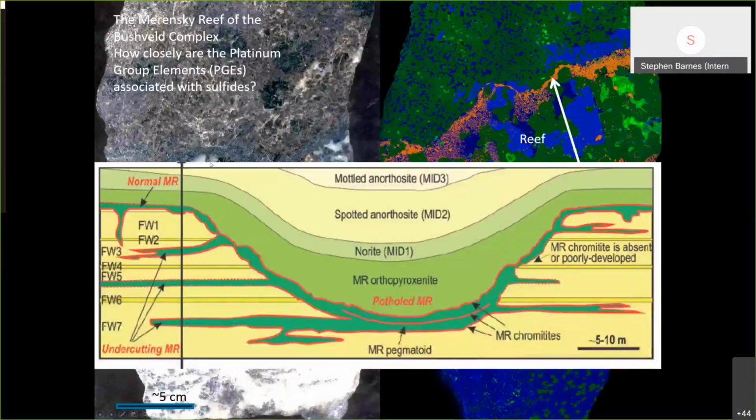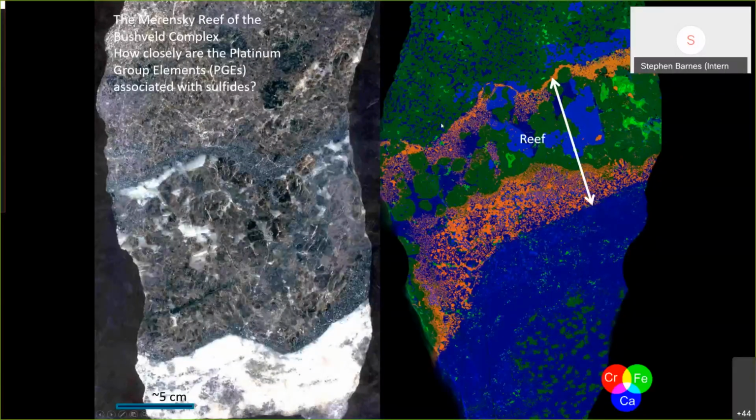So this is a schematic of what the Merensky Reef looks like at about a 50-meter scale. It sits on a major erosional unconformity within the cumulate sequence of the Bushveld Complex. The base of the Merensky Reef truncates layers underneath it on a scale of a few tens of meters. We're going to look at the reef here where it actually sits on the sidewall of one of these erosional features called a pothole. So here's our sample. And on the right, you're looking at a Maia Mapper image. This is a three-element red, green, blue image. We've got chromium in red, iron in green, and calcium in blue.